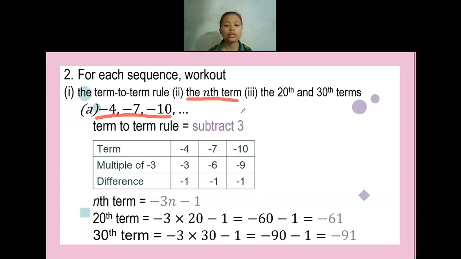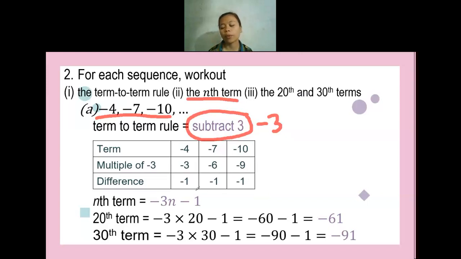And then as we know, the term to term rule is subtract 3. Subtract 3 is like minus 3, this is also having the same value. So it means we can find the multiples of negative 3. Multiples of negative 3 can be negative 3, negative 6, negative 9. And then to find the difference, negative 4 minus negative 3 equals negative 1. Negative 7 minus negative 4 equals negative 1. Negative 10 minus negative 9 equals negative 1.